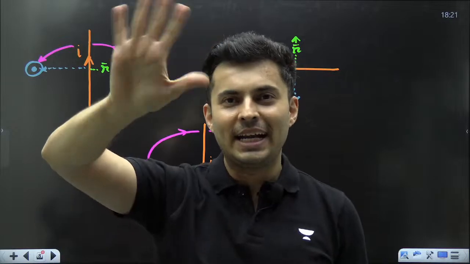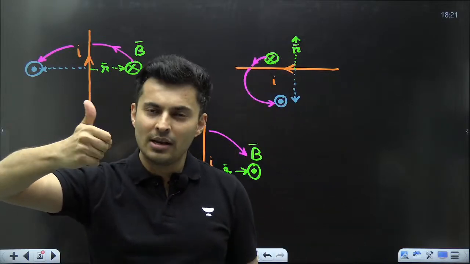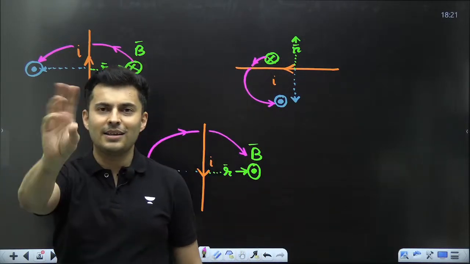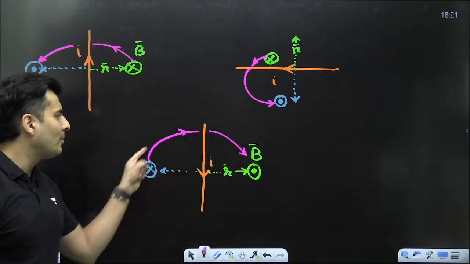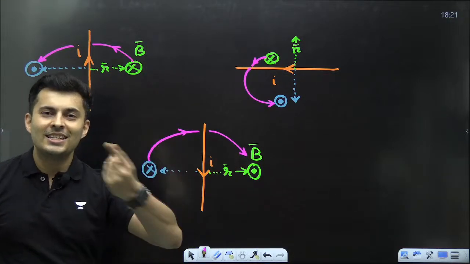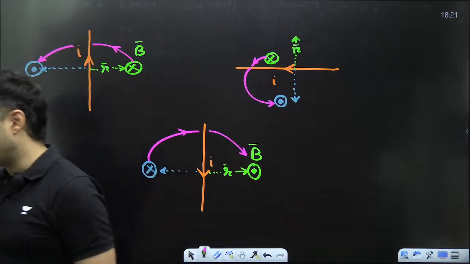You can use your right hand, use L cross B rule, right hand rule, still you will get the same answer. But logically speaking, the magnetic field lines are going in circles. That's the reason why the direction is flipping over here.